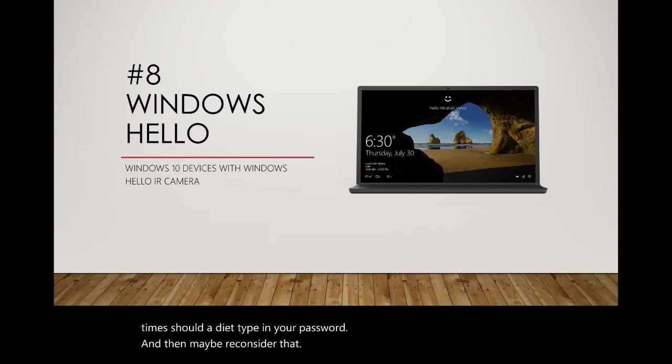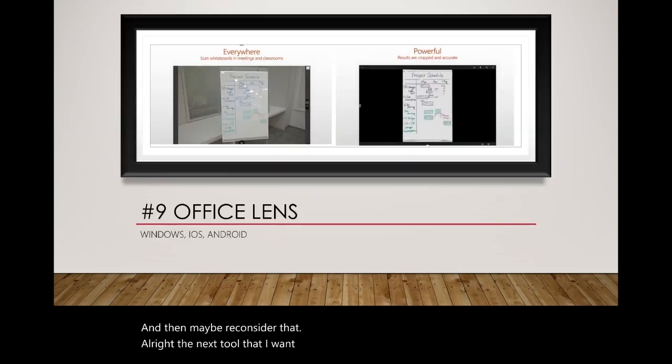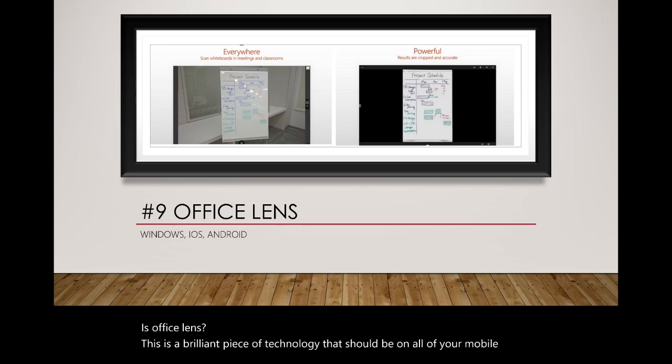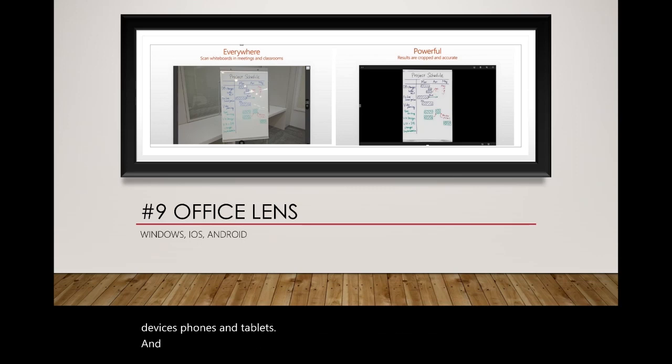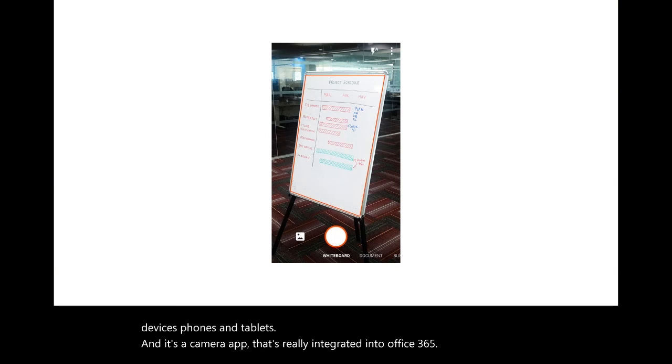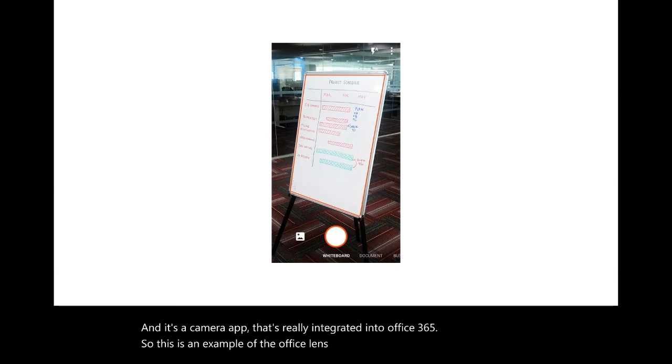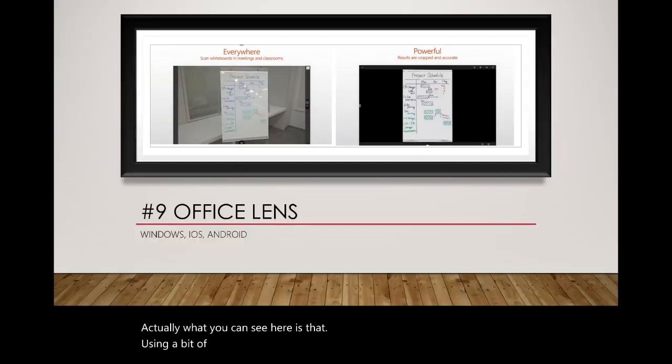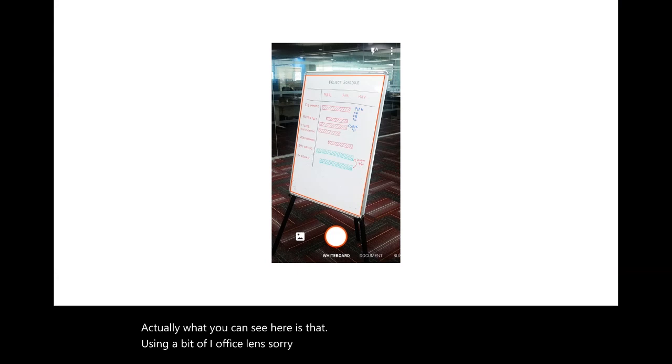All right. The next tool that I wanted to share with you, and I've got some slides to demonstrate this one, is Office Lens. This is a brilliant piece of technology that should be on all of your mobile devices, phones and tablets. It's a camera app that's really integrated into Office 365. So this is an example of the Office Lens app on Android, and you can see here it's a camera app. It's taking a photo of this particular whiteboard. And hopefully what you can see here is that using a bit of AI, Office Lens has found the edges of that whiteboard.